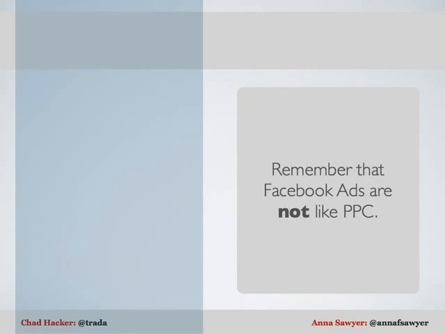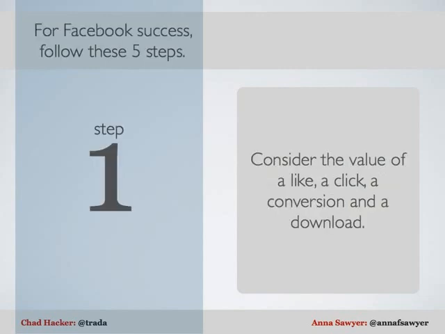So we are going to talk about 5 steps for Facebook success. And the very first one is to reconsider the value of the different types of actions you can get on Facebook. On Facebook you can get a couple different types of actions, like a click, a conversion, a download, and this could be within your Facebook page or also on your website.